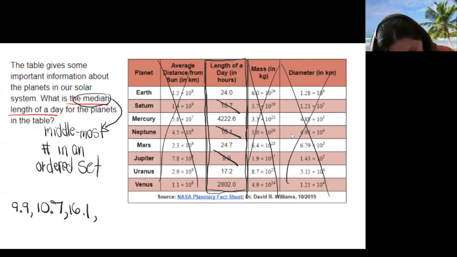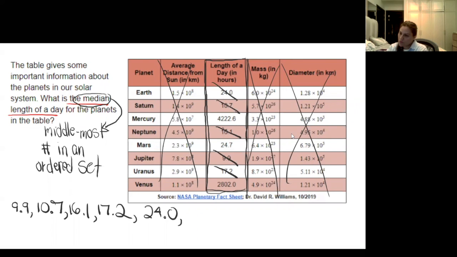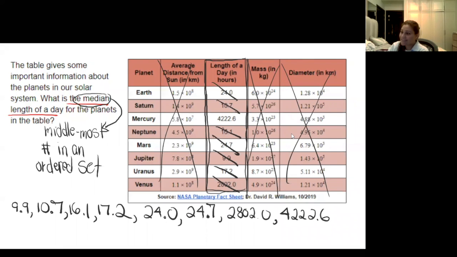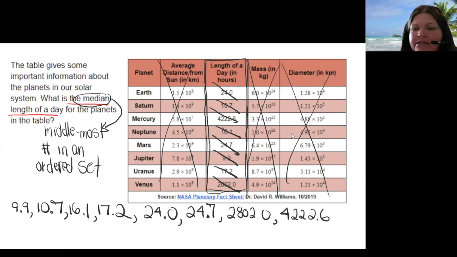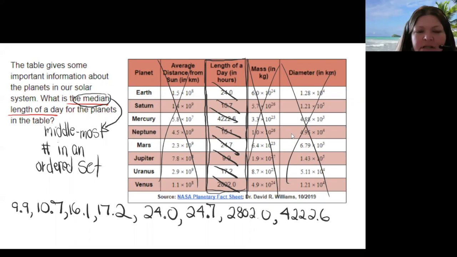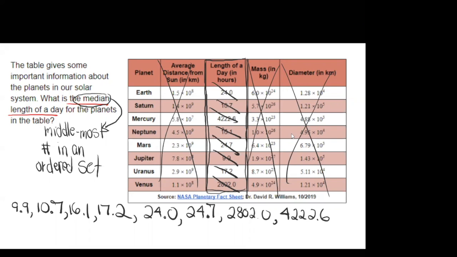17.2, 24.0, 24.7, 2,802, 2,222.6. Okay, sweet. And now, even with a list like this, a lot of students might struggle because I don't think the middle is totally clear. Do you guys see what I mean here? Which number's in the middle?